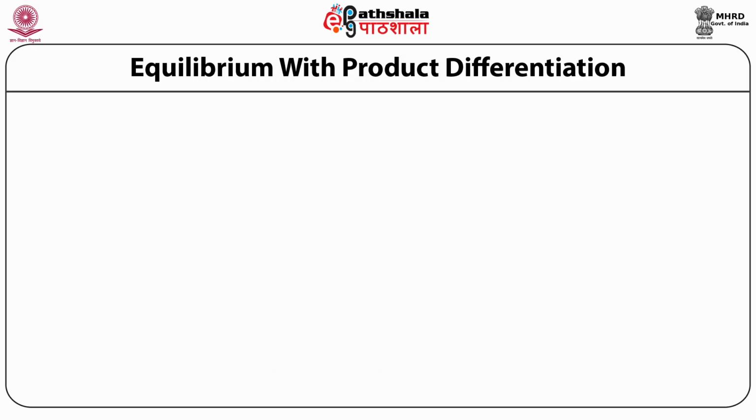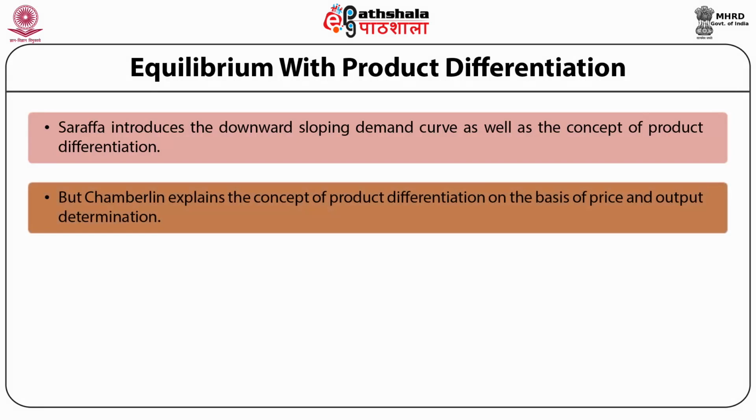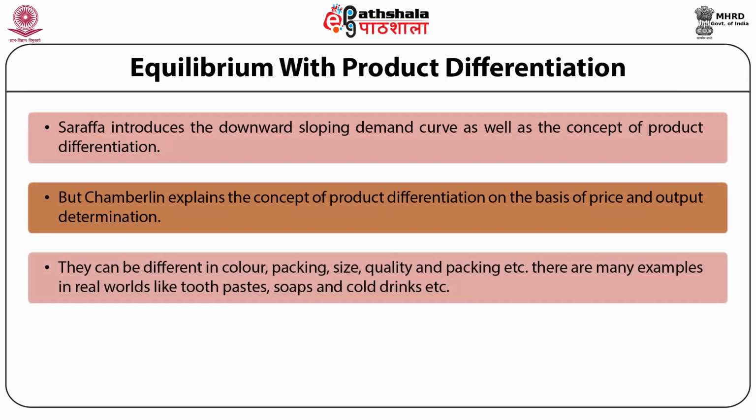Equilibrium with product differentiation. Sraffa introduced the downward sloping demand curve as well as the concept of product differentiation. But Chamberlin explains the concept of product differentiation on the basis of price and output determination. Product differentiation means that goods are close substitutes. They can be different in color, size, quality, packing, etc. There are many examples in the real world, like toothpaste, soaps, and cold drinks.